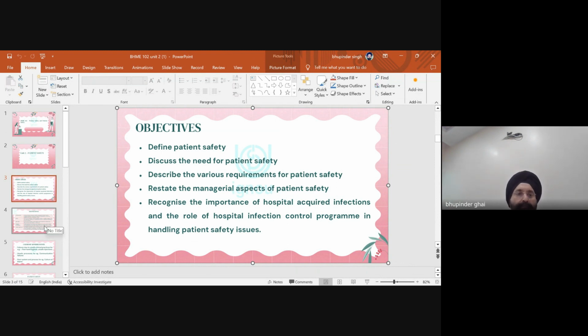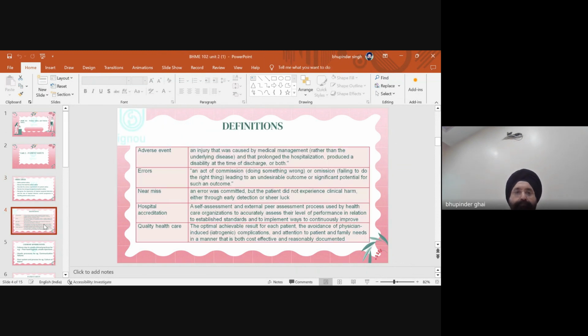So these are the objectives of this patient safety. Before that, we'll discuss a few definitions. The first one is adverse event. This is an injury that was caused by medical management rather than the underlying disease, and that prolongs the hospitalization, produces a disability at the time of discharge, or both. That means an adverse event is an injury that was caused by medical management.